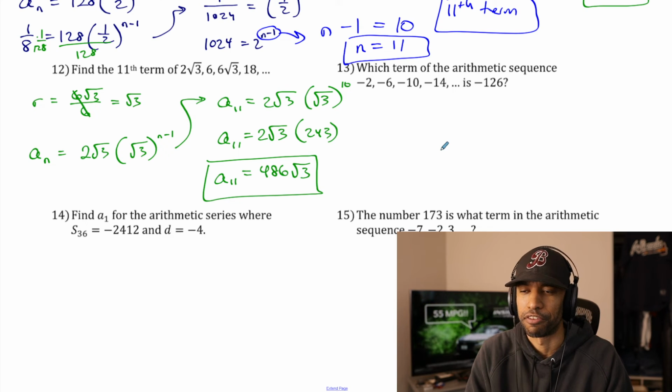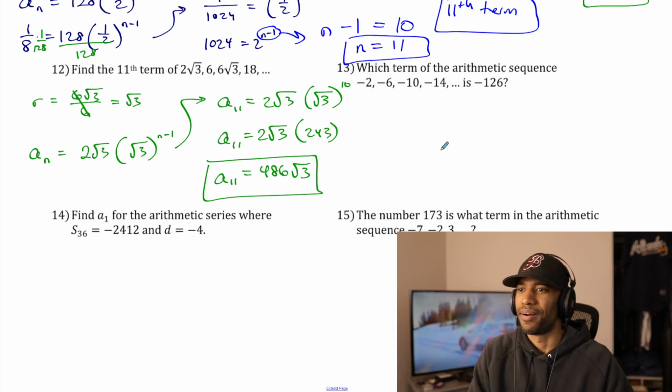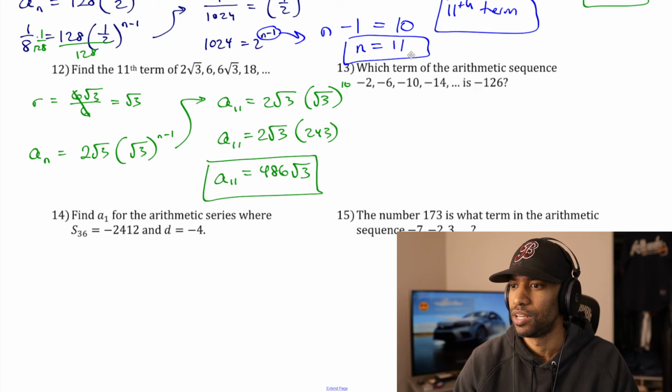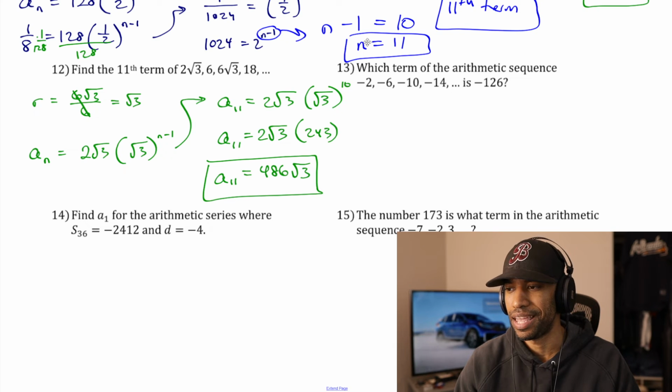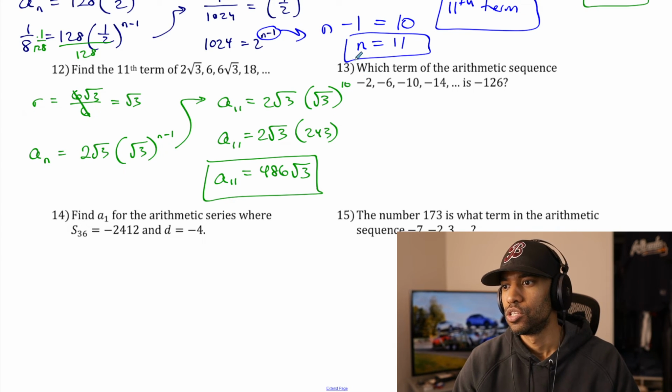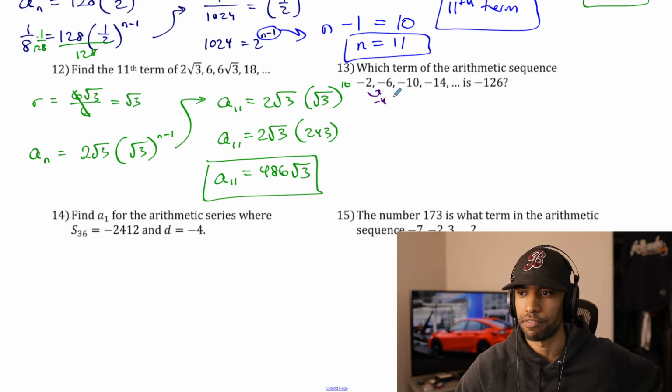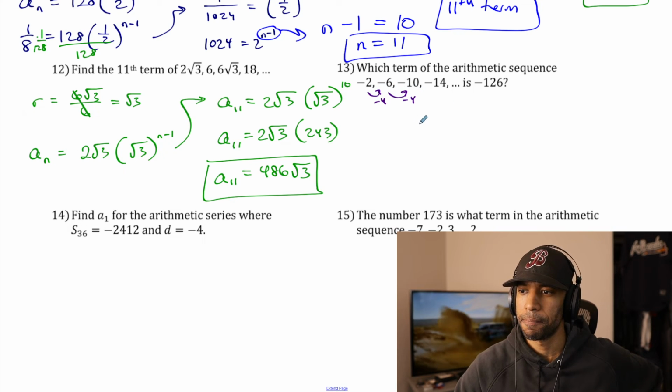Trying to make sure I did my math on 486 right. I think so. All right, number 13. Which term of the arithmetic sequence here, -2, -6, etc., is -126? So this time it's told it's arithmetic. You could also tell that it is via the common difference of subtracting 4 each time.